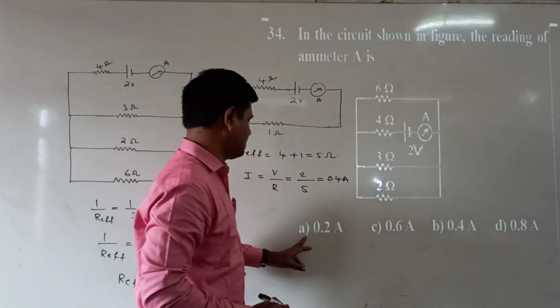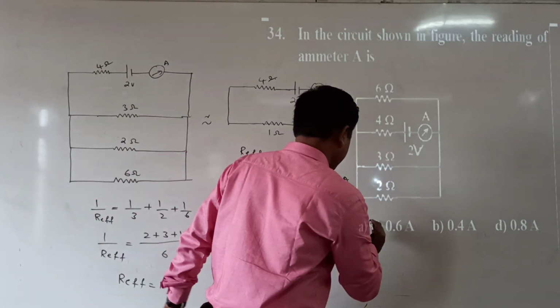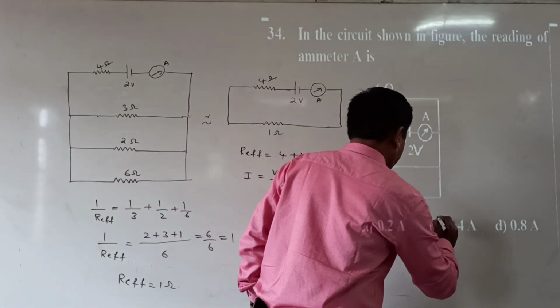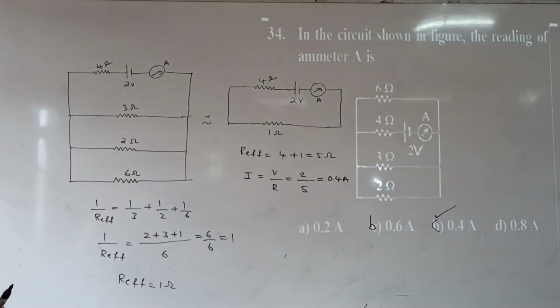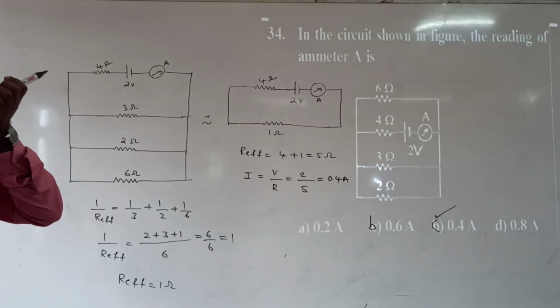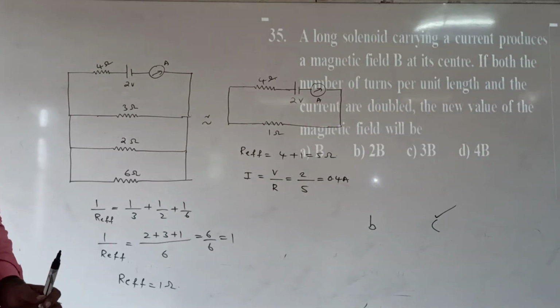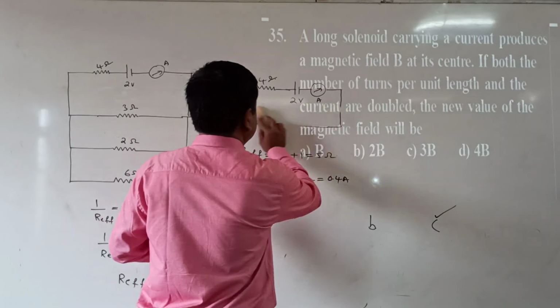Which option here? This is A. This option is B. This option is C. So C option is correct. Next we go to the next question, question number 35.